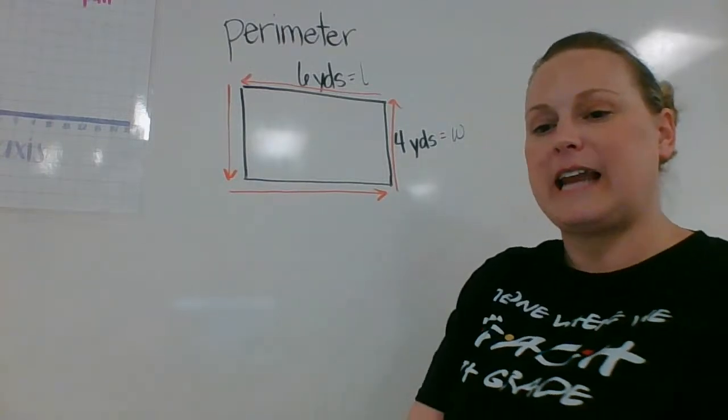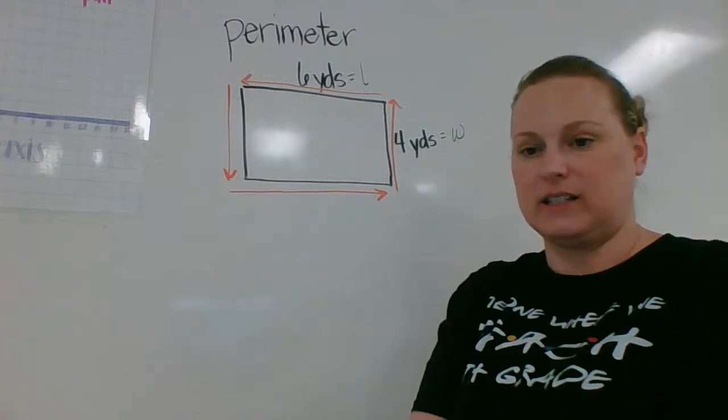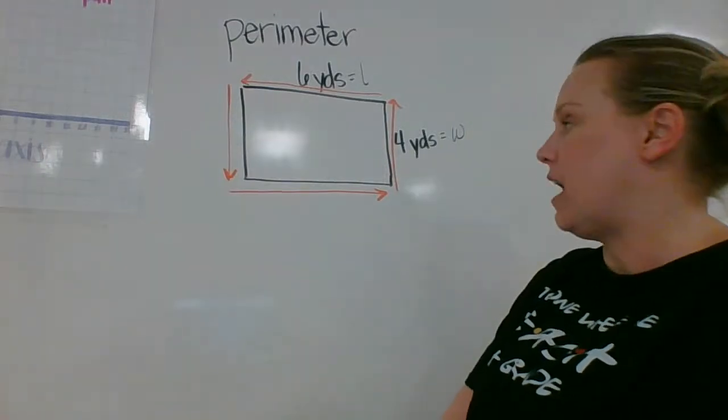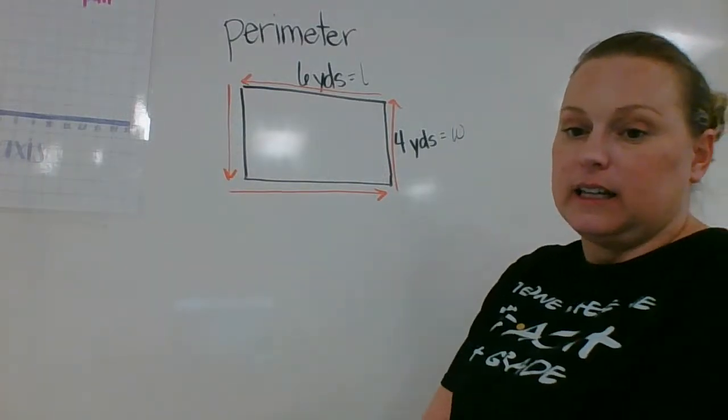Callie, you would be right. You need to add all of the sides. We need to find the total distance around. Aiden, enough.